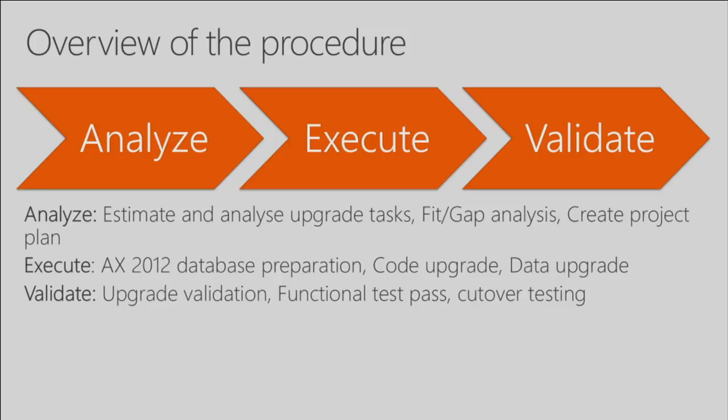In the analyze phase, you are estimating and analyzing your upgrade tasks. You are doing fit gap analysis, and at the end, you're creating a project plan. In the execute phase, you're doing some preparation on the AX 2012 database. You are actually executing your code upgrade, and then you're doing your data upgrade. And in the validate phase, you're doing validation, a functional test pass, and a full cutover testing before you actually go live. I'll go into more details later.